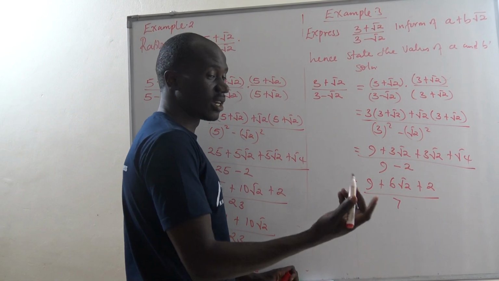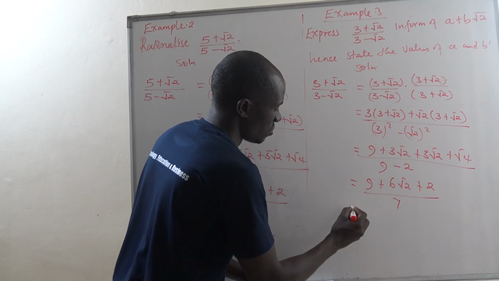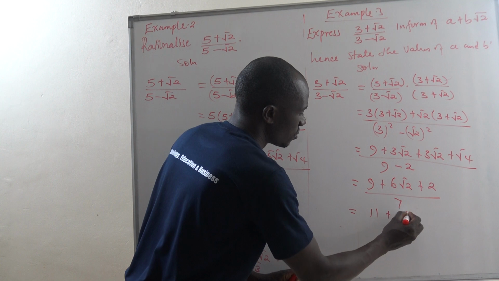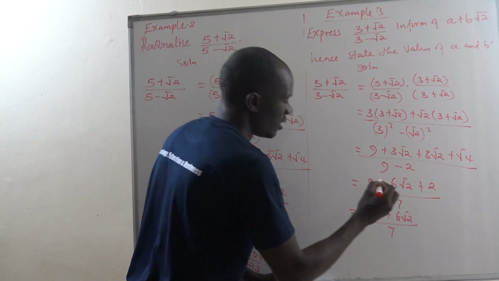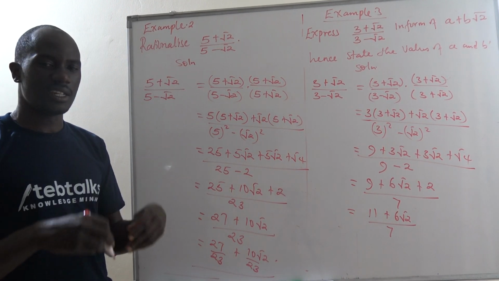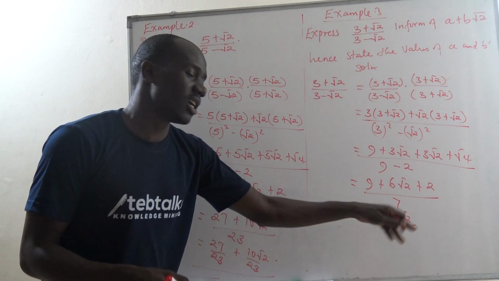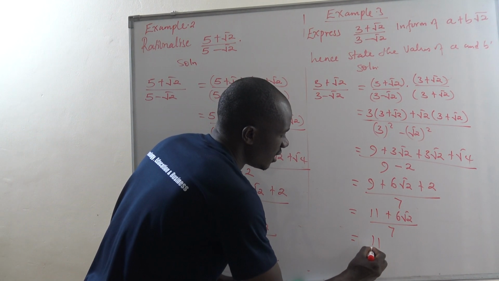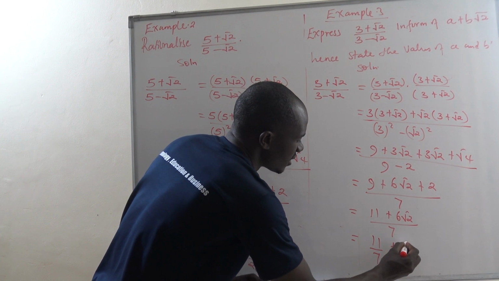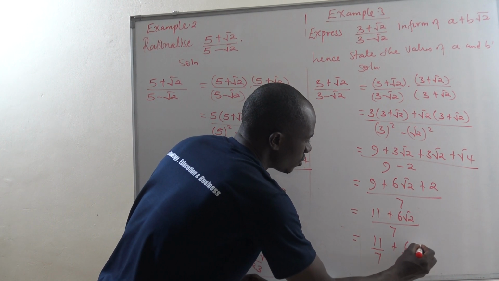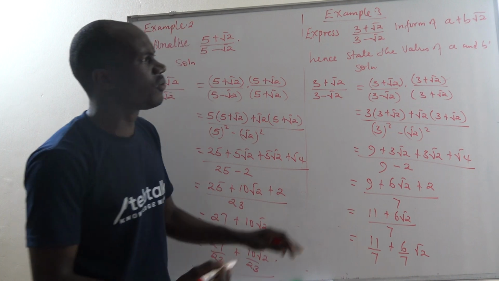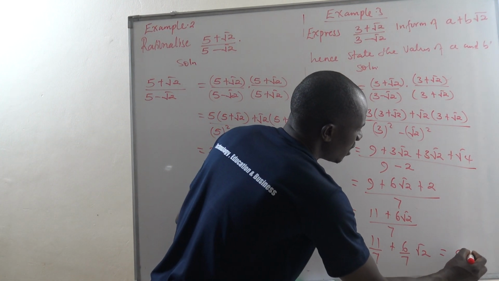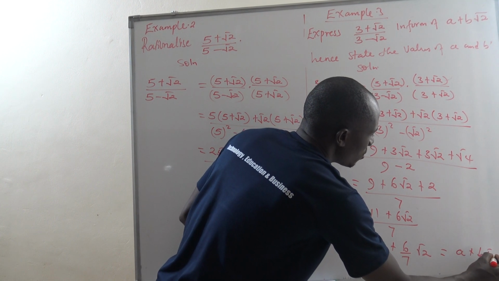So go ahead and collect like terms. 9 plus 2, we are getting 11, plus 6 root 2 out of 7. So when you reach there, divide. This number is taken on every side. So this becomes 11 out of 7 plus 6 out of 7 root 2, which is in our form, which is equal to a plus b root 2.